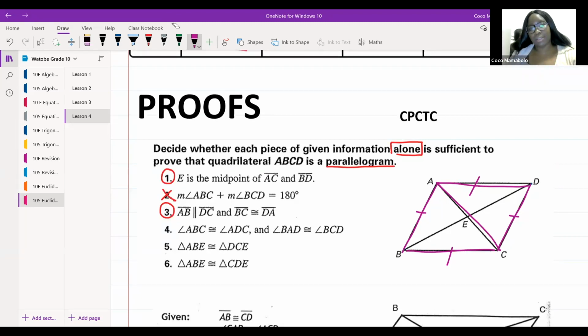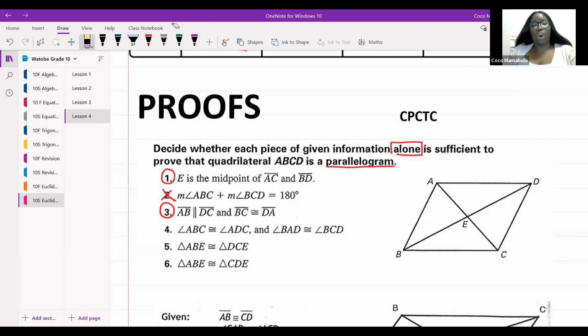Does that make sense? Yes, that's why we did congruency first. Absolutely. That's why we did the congruency proof, because one side being equal to the other side is the same property that we use for the parallelogram. You understand what I mean? Yes, ma'am.